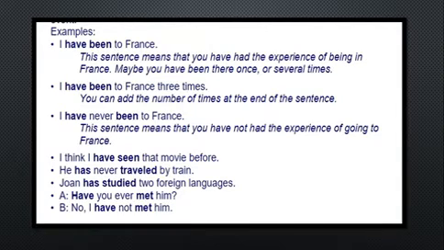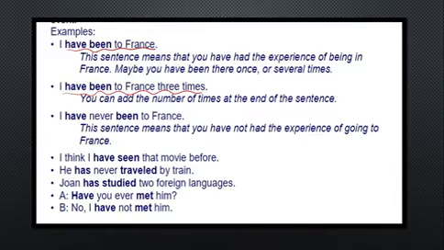Por ejemplo, y te dice aquí, I have been to France. Yo he ido o estado en Francia. En esta oración, el significado de haber tenido esa experiencia, de haber estado en Francia, puede ser que tú hayas estado ahí una o dos o muchas veces. Next example. I have been to France 3 times. Si tú te fijas, aquí ya es específico. Te dice la cantidad de veces que ha estado en Francia.